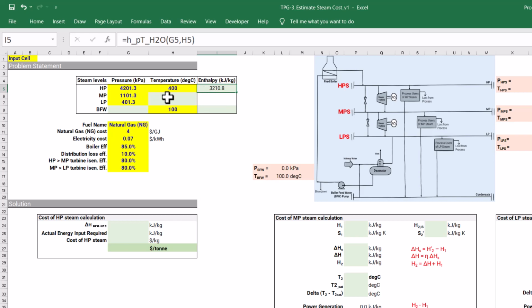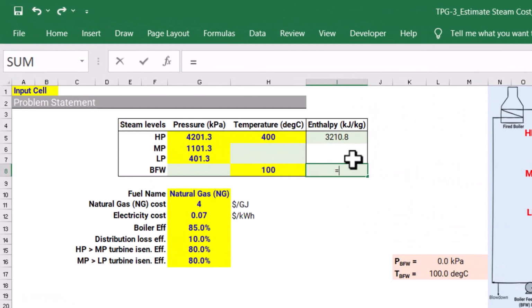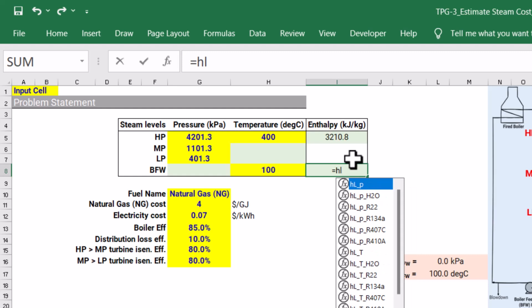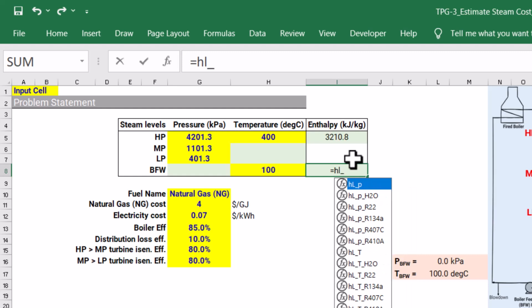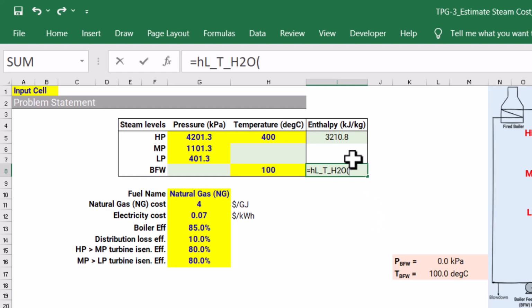Now, I think we will not put in the temperatures of medium pressure steam and low pressure steam right now, but we will go for our boiler feed water. This boiler feed water actually comes out from the deaerator, and it is at saturated liquid condition, so we can easily calculate its enthalpy using the formula HL. L stands for saturated liquid, and the thing that is known to us is not pressure but temperature, and we are doing it for H2O, and I'm just referencing the cell. So this many kilojoules per kg is the enthalpy associated with the boiler feed water.